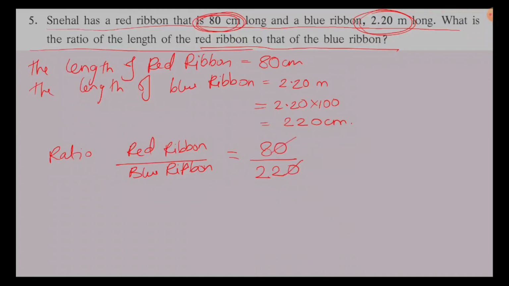0 0 will be getting cancelled. Okay, now here we are getting that both the numbers will be getting divided by 2 only. So 8/22 can be divided by 2. Here also by 2. So 8 divided by 2 will be 4. 22 divided by 2 will be 11. So 4/11 will be the ratio of red ribbon is to blue ribbon.